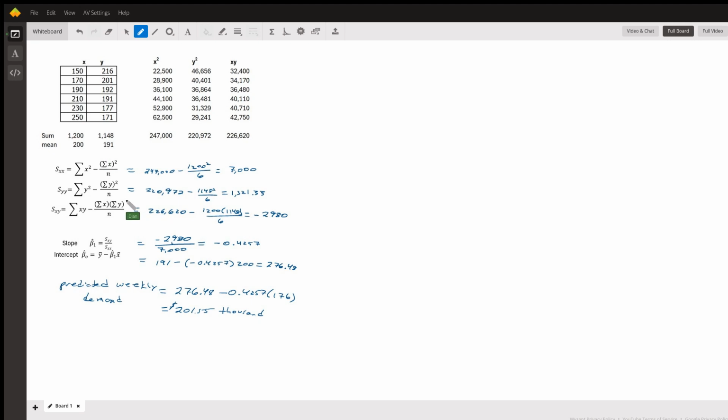And then SYY is the sum of Y squared, which is 220,972, minus the sum of Y squared, so that's 1,148 squared over 6. And then SXY is the sum of the XY column, which is 226,620, minus the product of the sum of X and sum of Y, which is 1,200 times 1,148, divided by 6. And it gives you these three quantities: 7,000, 1,321.33, negative 2,980.